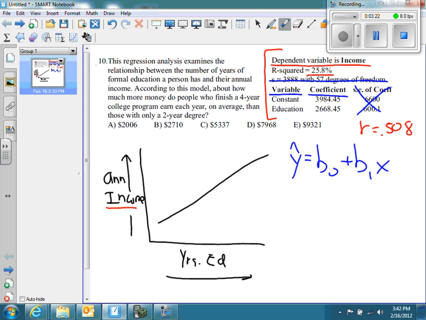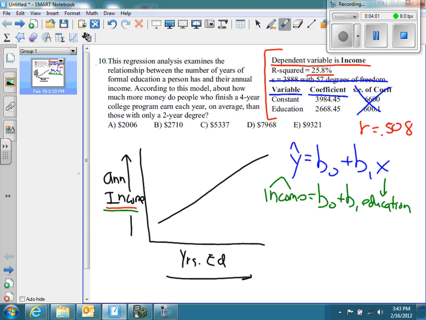I need to translate my correlations and numbers here into the actual units that we have. So the first thing I'm going to do is make this intelligible, so I'm less likely to make a mistake. My y variable is my annual income, so I'm going to call that income hat is equal to b sub 0 plus b sub 1 education, which is my x variable. So it's beginning to make a little more sense.